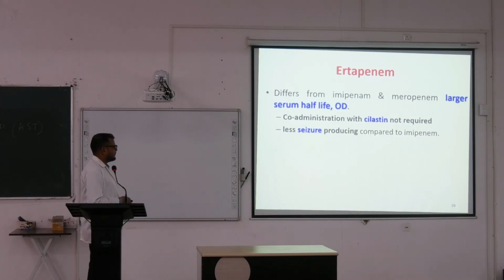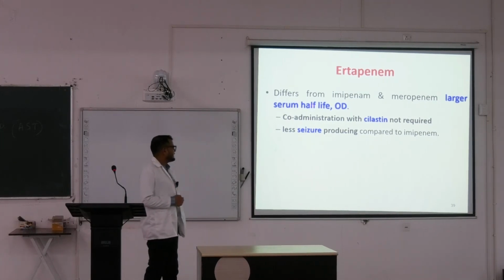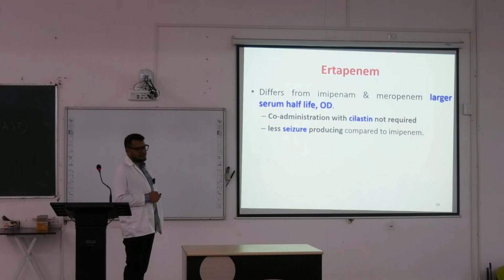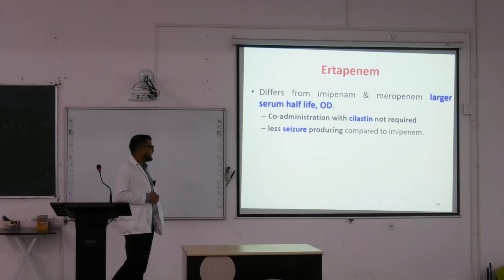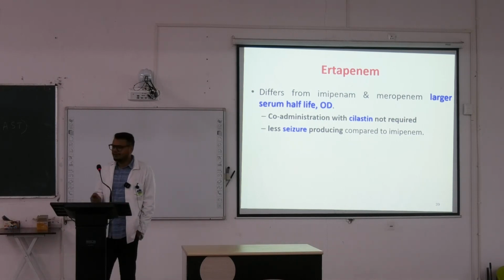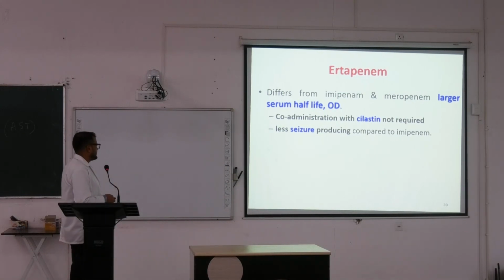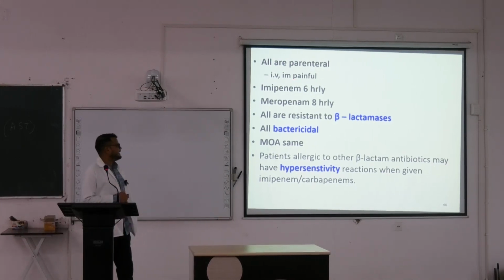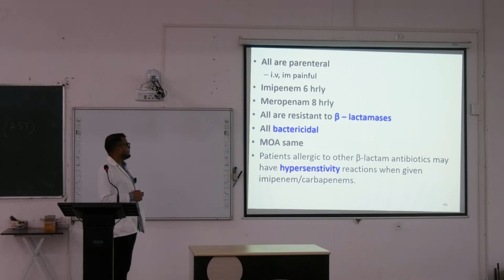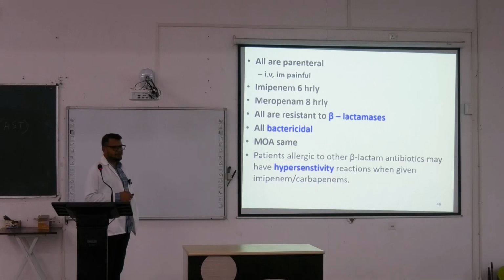Last, ertapenem, very less used, differs from imipenem and meropenem, larger serum half-life. So once daily dosing is more effective. Co-administration with cilastatin not required and less seizure producing than imipenem. Problem of ertapenem is very costly. You cannot use on regular basis. So all are parenteral. Okay, IV, IM, painful injection. Imipenem you have to give 6 hourly. Meropenem you have to give 8 hourly. And ertapenem you have to give 1 in 24 hours.